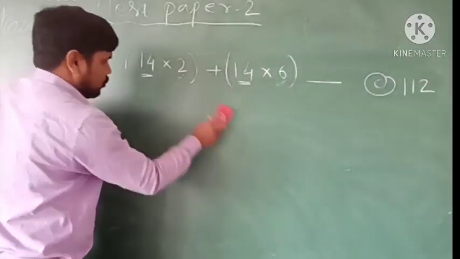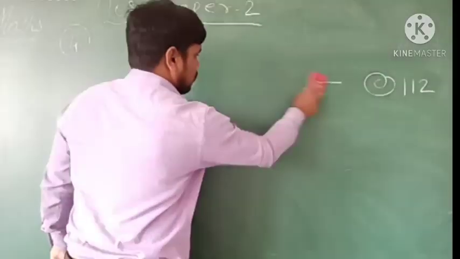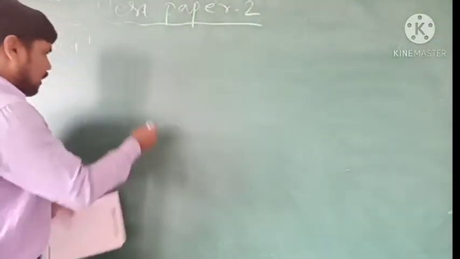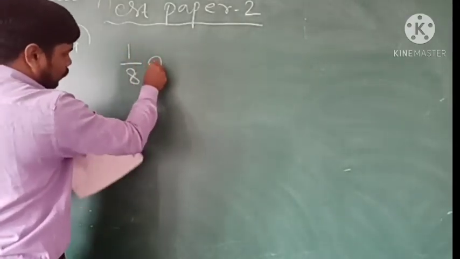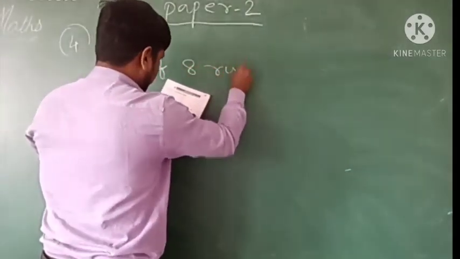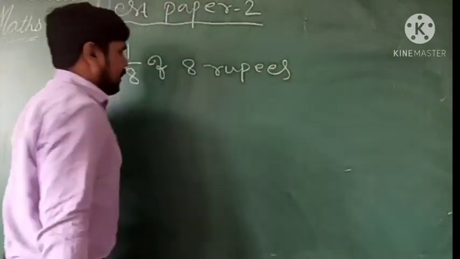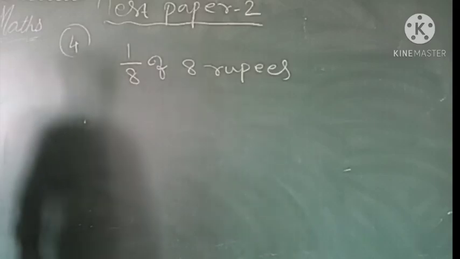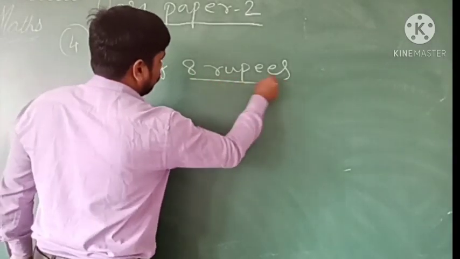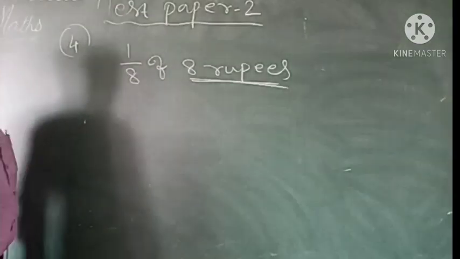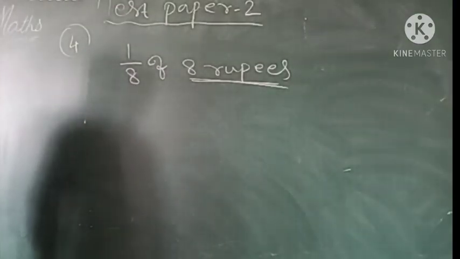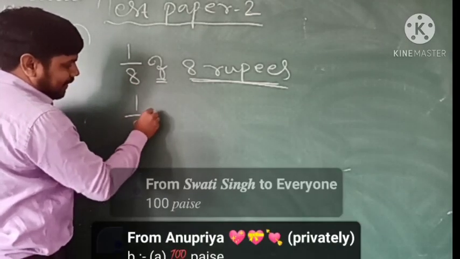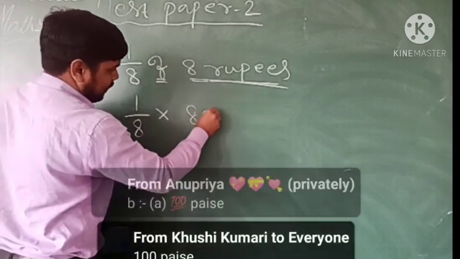Very nice. So next is the second one. So what is the second one? Let's see. 1/8 of 8 rupees. So 1/8 of 8 rupees is equal to how many paise, that you have to see. We have done this type of question also. First, if you convert 8 rupees into paise, it will be 800 paise, and of means multiply. So this will be 1/8 multiply 8 rupees, means 800 paise.